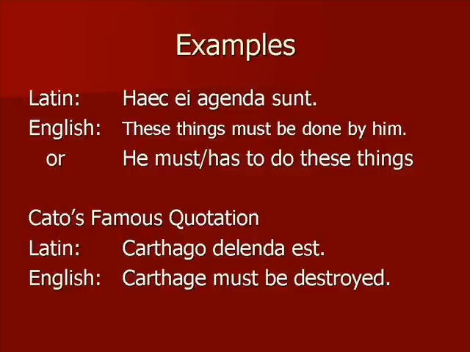The passive paraphrastic can be translated in English using either the active or the passive voice as shown above. Haec, ae, agenda sunt. Literally, these things must be done by him, or he must do these things. The most famous example of the passive paraphrastic, used by Cato to end his speeches during the Punic Wars, was Carthago delenda est. Carthage must be destroyed.